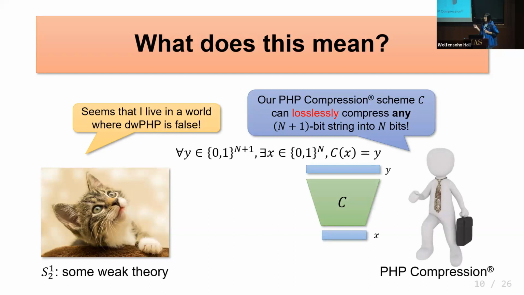So he wants to use the strange-looking circuit to achieve compression. For any string y of length n plus 1, you can use the circuit to compress it into a string of length n, and the compression is lossless. Given the length n string x, you can apply the circuit to recover the string y. Since the dual equation principle is false, this compression is possible.